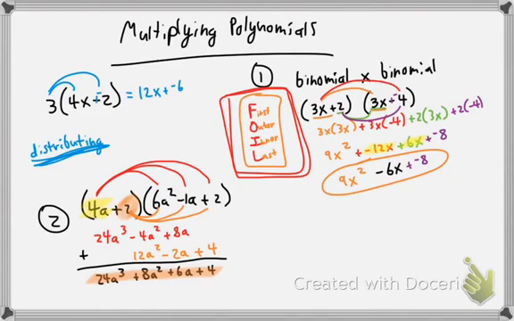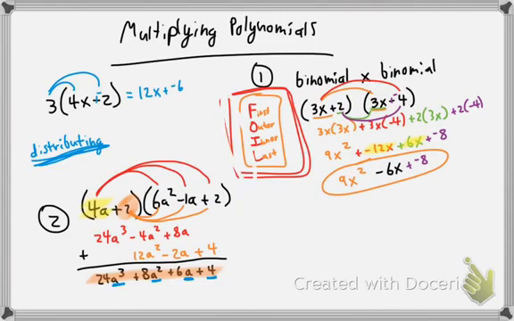Another way you know when you're done is that there's only one term with an a cubed, one term with this variable, one term with this variable, and one constant, okay? If you have 2 of some term with the same variable, you got to keep going, okay?